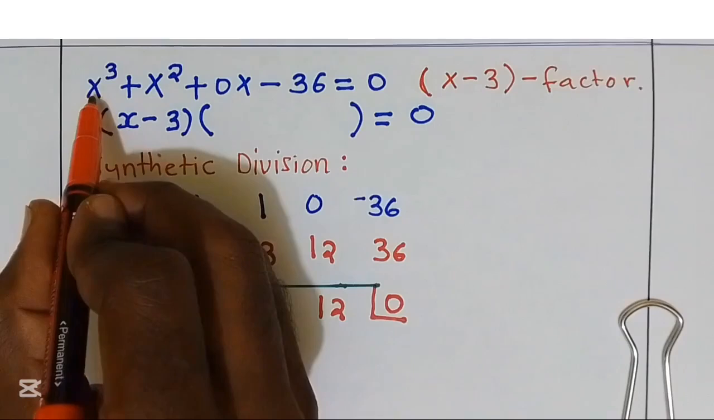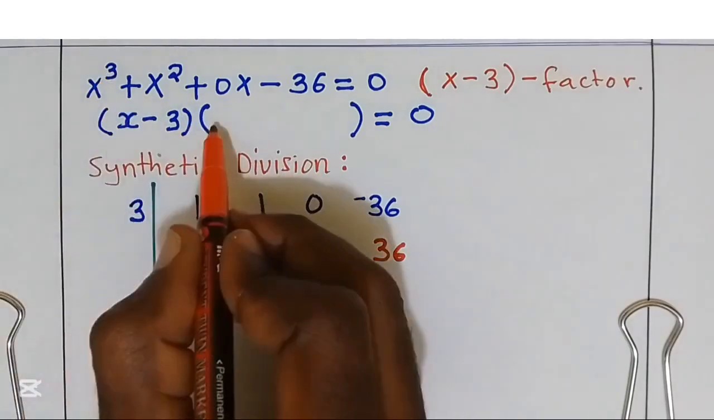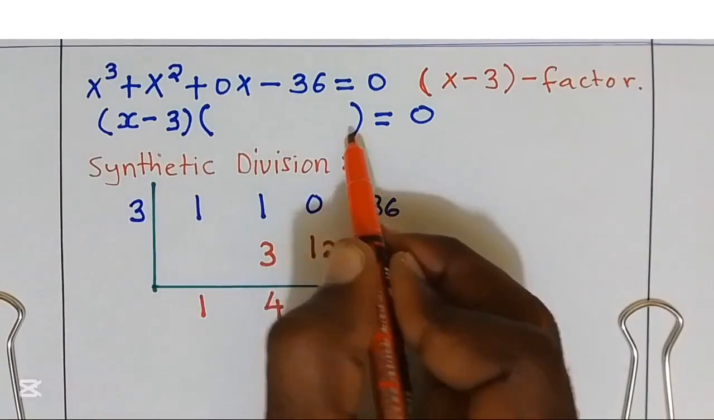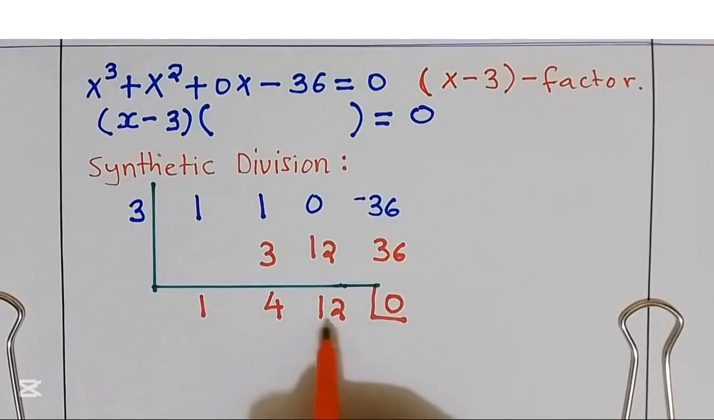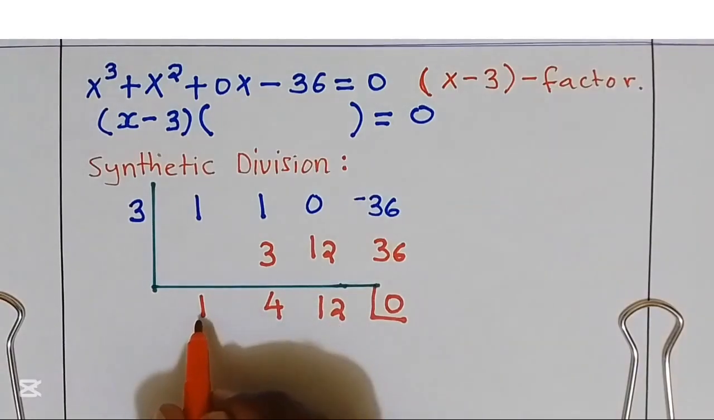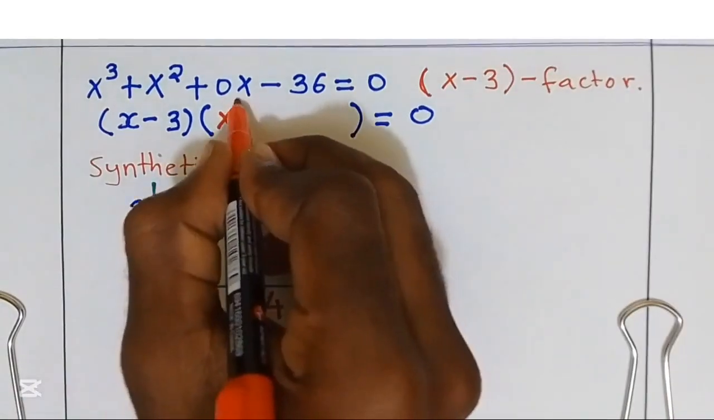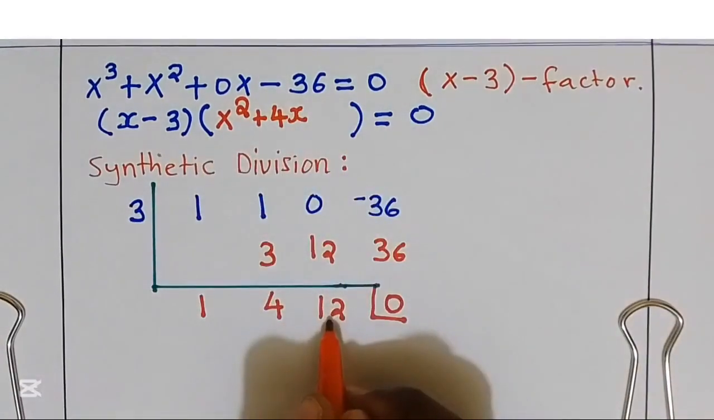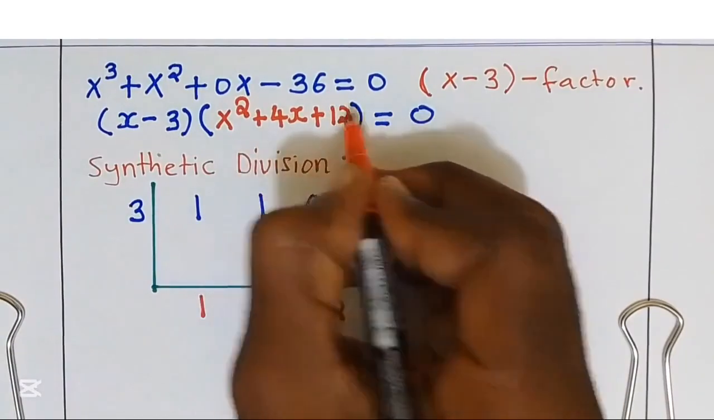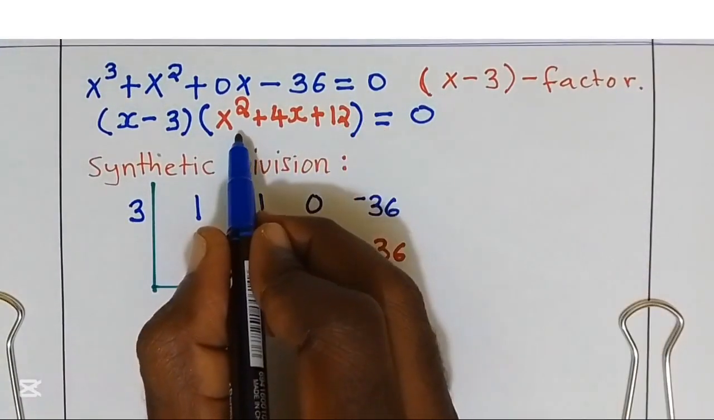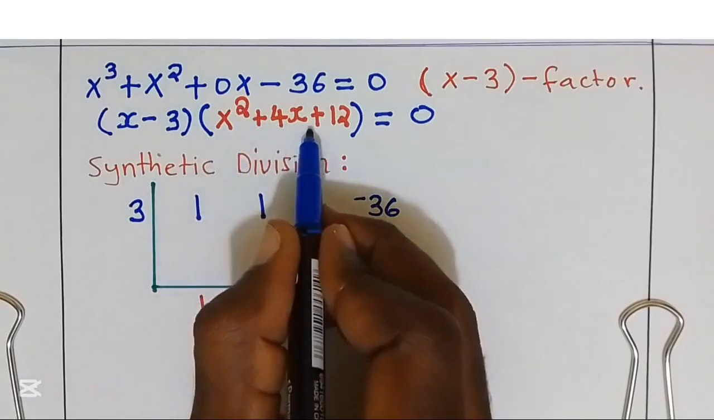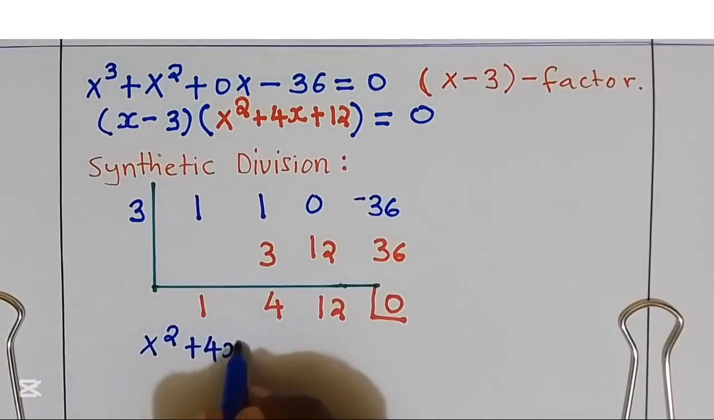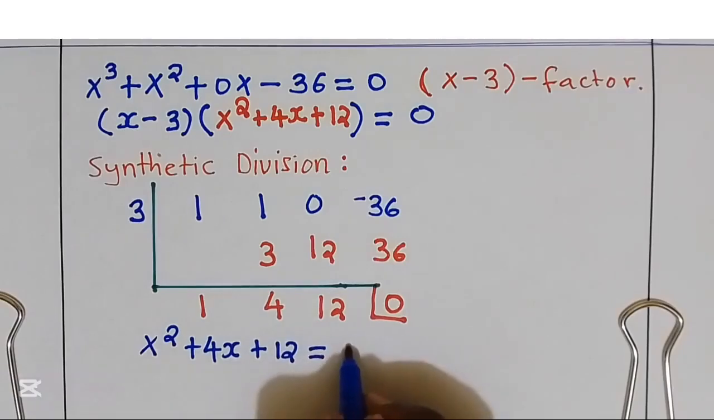Since my polynomial has highest power of 3, the polynomial that I'm going to form inside here is going to start with the power of 2. The coefficients are 1, 4, and 12. That is 1, which means x square, 4, that is plus 4x, and plus 12. Now I'm going to find the roots of x square plus 4x plus 12, equal to 0.